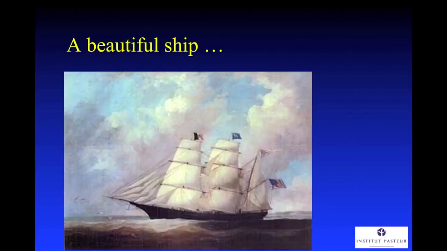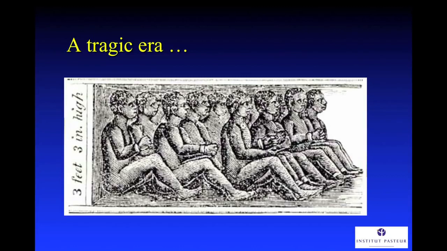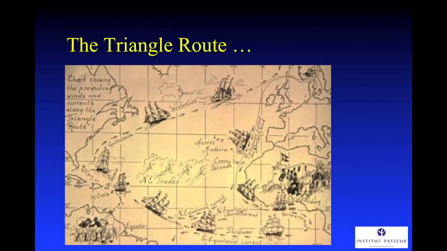So if we go back to history, this is a very beautiful ship with a terrible cargo, the slave trade. You know about the triangular slave trade, where ships were going to West Africa, getting hold of people for slavery, taking them across to the Americas, to the Caribbean, to South America, and then bringing sugar and other tropical produce to Europe.